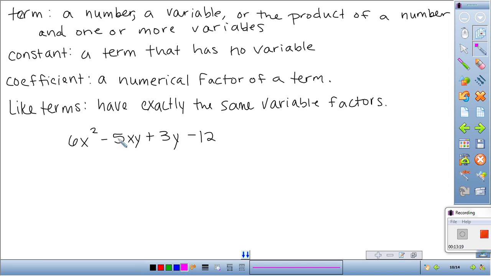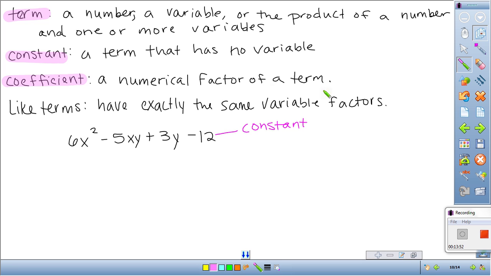6x squared is a term, 5xy is a term, 3y is a term, 12 is a term. They're a number, 12, a variable, or the product of a number and one or more variables. This is the product of a number and a couple of variables, the product of a number and a variable. Those are all terms. A constant is a term that has no variable. So 12 is the only constant in this expression. It's the only term that is just a number and doesn't have a variable.